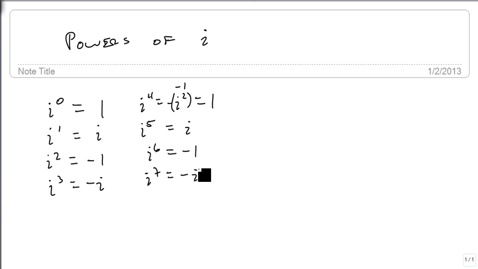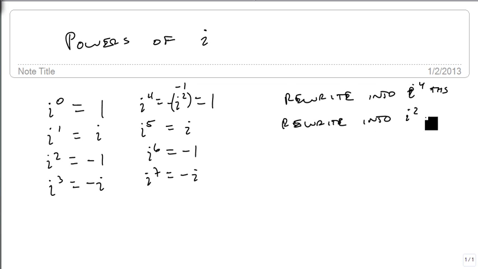And so there's a couple of ways we can do this. We can rewrite into powers of 4 times whatever's left over, or we can rewrite into i squareds, or we can use our calculator to find these. I'm going to show all three methods on the following problem. And then I'm going to stick with this one because I like it most, but I know some people like the others, so I want you to see them.